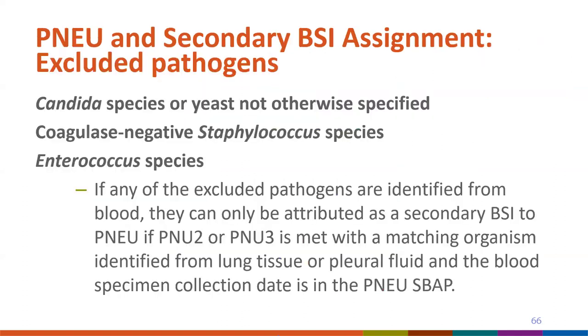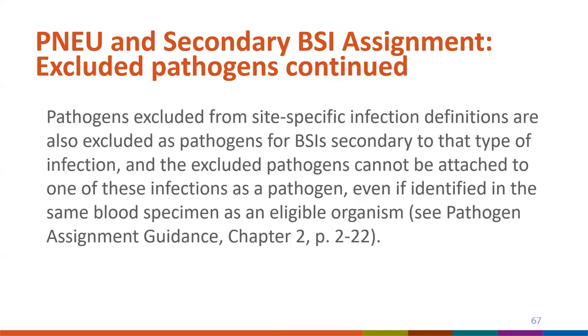And remember the excluded pathogens. What happens if they are identified in a blood specimen collected during the SBAP? Remember, if excluded pathogens are identified from blood, they can only be attributed as secondary to NEW if NEW2 or NEW3 is met with a matching organism identified from lung tissue or pleural fluid, and the blood specimen collection date is in the SBAP. Otherwise, pathogens excluded from the NEW definitions are also excluded as pathogens for BSIs secondary to NEW. This is covered in Chapter 2 in the Pathogen Assignment Guidance section.